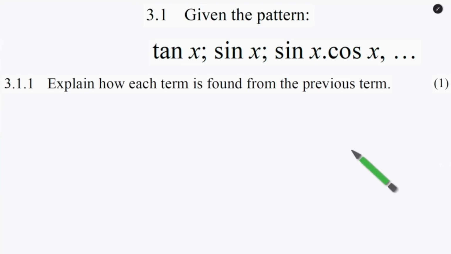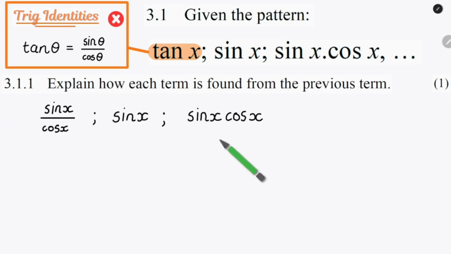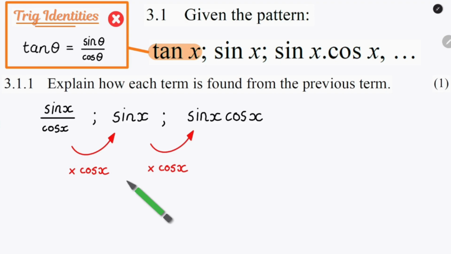Starting off question 3, we have a trig pattern. And we are asked to explain how each term is found from the previous term. And in order to do that, we need to look at this tan x and use our trig identities. So tan is equivalent to sine theta over cos theta. So in our case, it will just be sine x over cos x, and the rest of the pattern will remain the same. Now we can actually see what's happening with the pattern. Every time I move across, I'm multiplying by cos x.